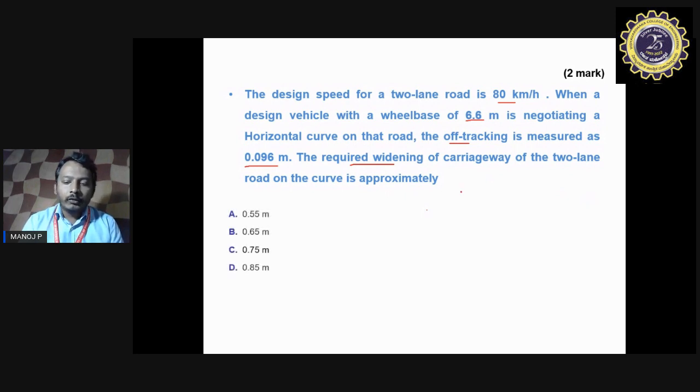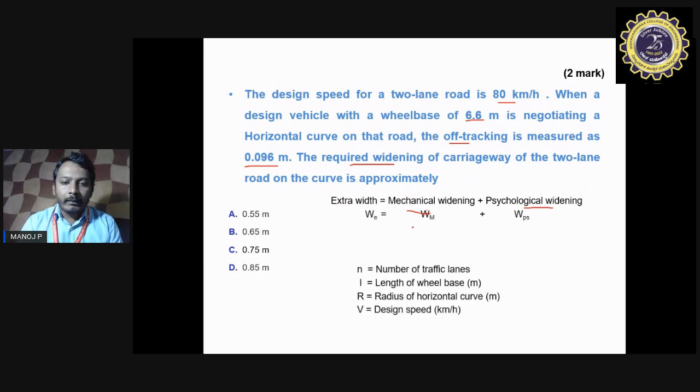How do you calculate? You will calculate using the equation WE is equal to mechanical widening plus psychological widening. What is the equation for mechanical widening? NL square divided by 2R plus V divided by 9.5 square root of R.